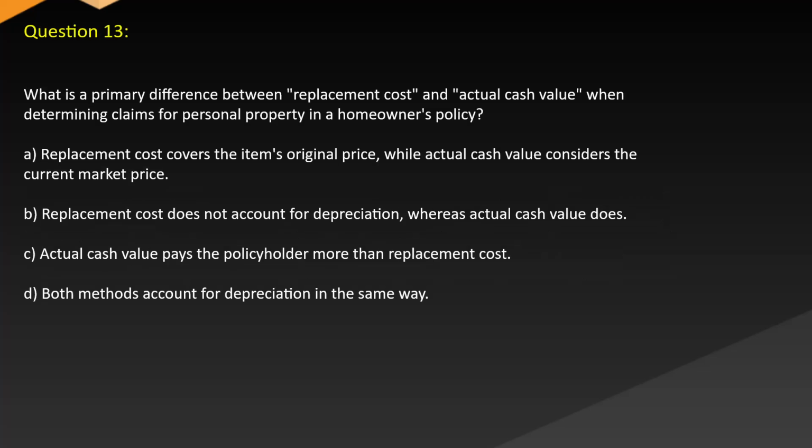Question 13. What is a primary difference between replacement cost and actual cash value when determining claims for personal property in a homeowner's policy? A. Replacement cost covers the item's original price, while actual cash value considers the current market price. B. Replacement cost does not account for depreciation, whereas actual cash value does. C. Actual cash value pays the policyholder more than replacement cost. D. Both methods account for depreciation in the same way.